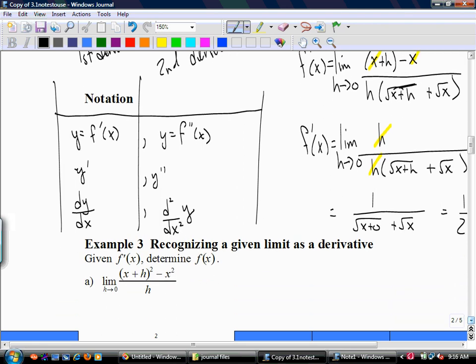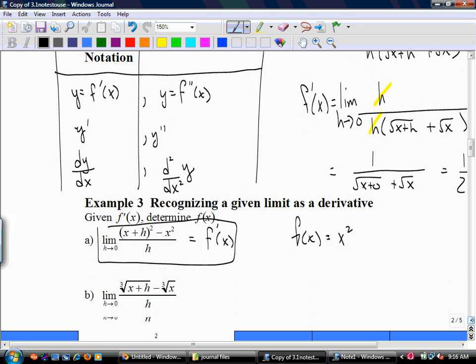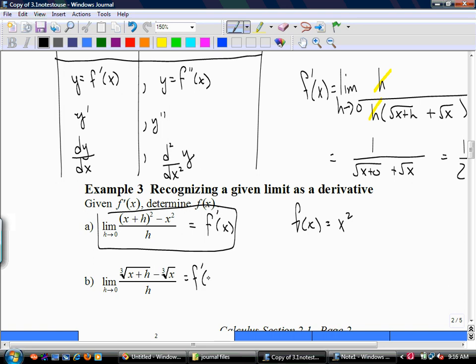So what this example is, you can look at it and go, wow, that's hard. But what it's really asking you to do is to tell me what the function is. Like this is the derivative. What is the function? This is the definition of the derivative statement. What is the function? What is f of x? Somebody said it quietly. X squared. And then for the next one, that's f prime of x. What's f of x? Cube root of x.